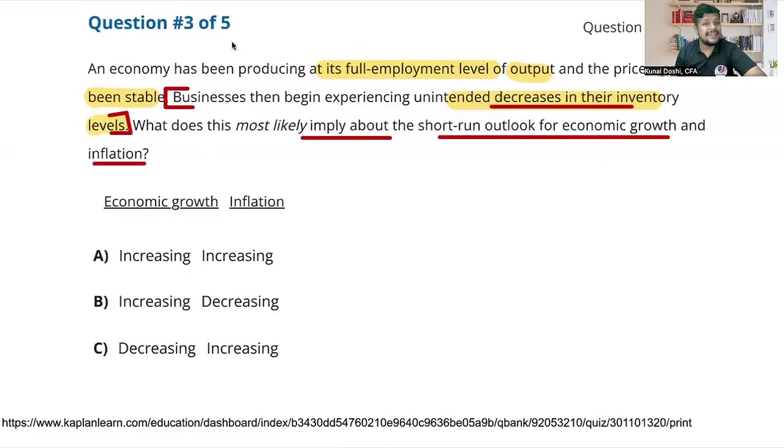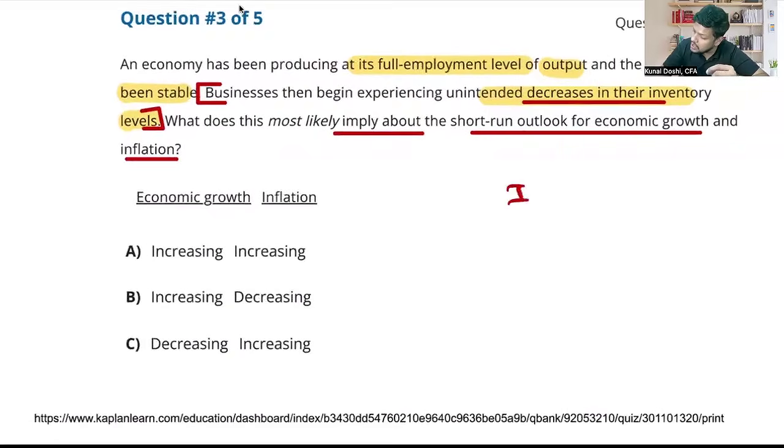First of all, when the inventory levels are falling, is that a good thing or a bad thing? See, in the inventory to sales ratio, if you are not able to sell, then the inventories will accumulate. So inventories falling is a good sign. That means the economy is expanding, correct? The economy is growing. So when it comes to economic growth, the answer should be A or B. Now, what about inflation?